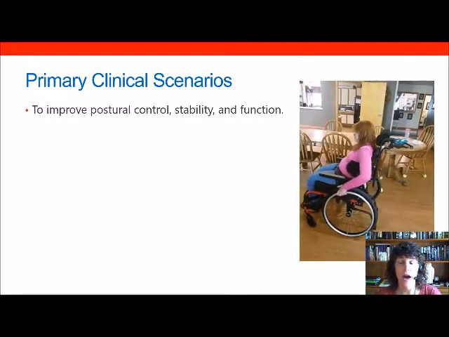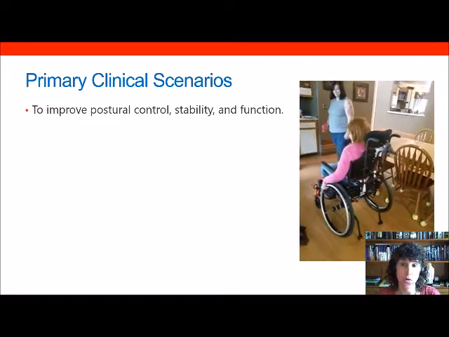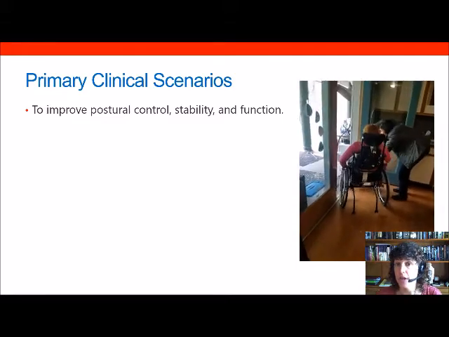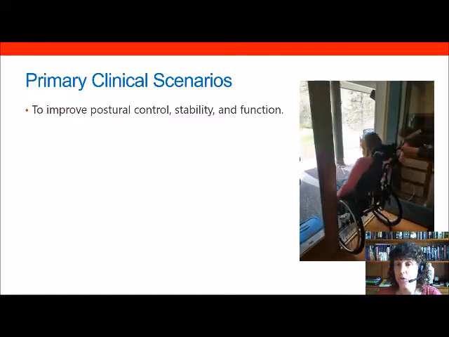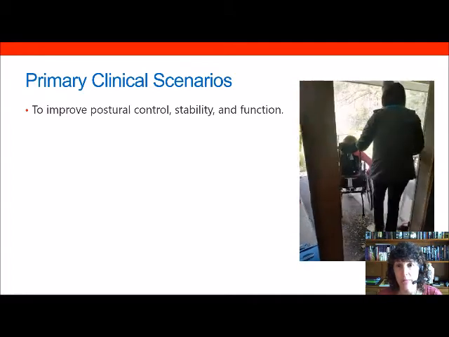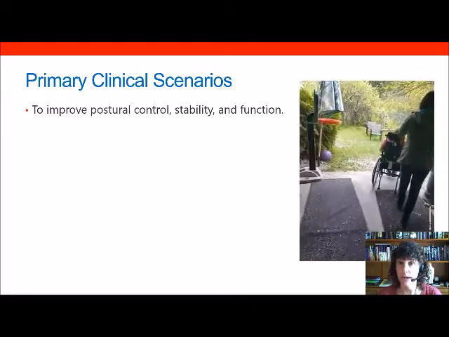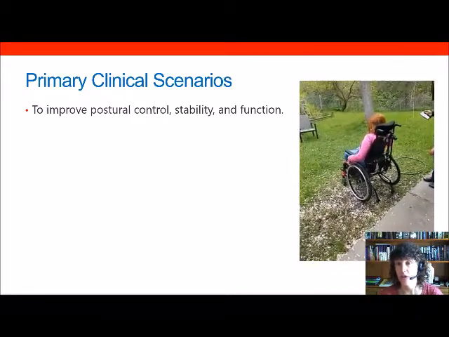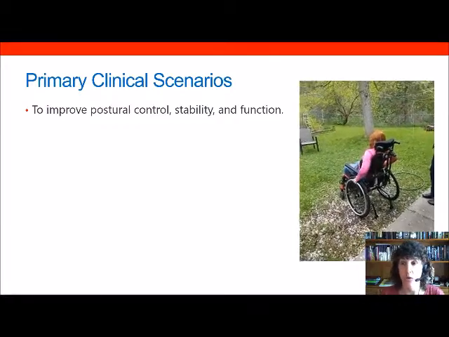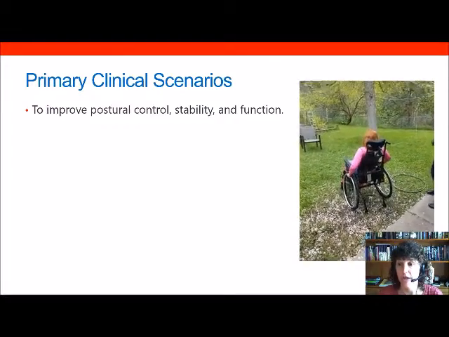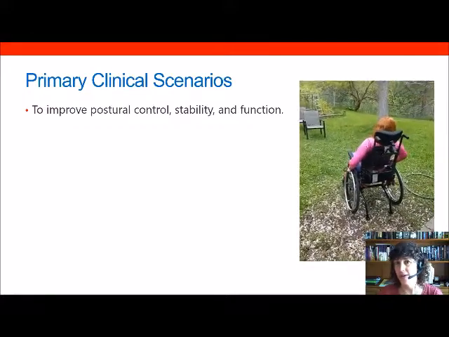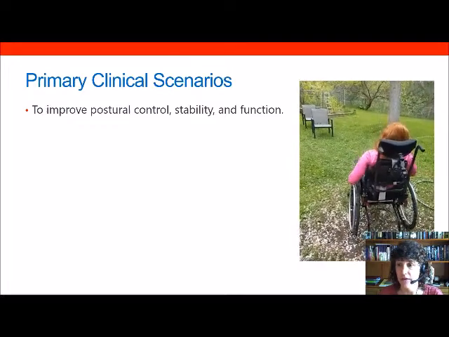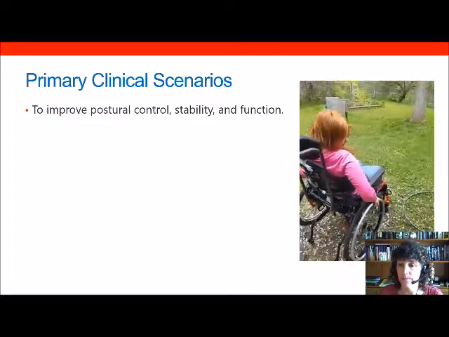And then finally, we have the ability to improve postural control, stability, and function by using dynamic seating. And this young woman here is using her dynamic back to help her in her self-propulsion. By leaning back into the dynamic back a bit, it's helping her to get her hands further back on the wheels, giving her a little more force to allow her to move forward for self-propulsion, especially when she encounters more resistance, such as pushing on the grass here in this video. That back is really helping her out.